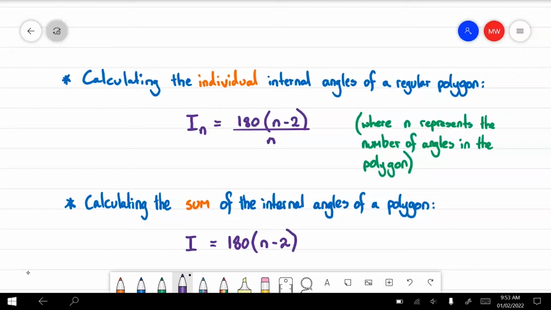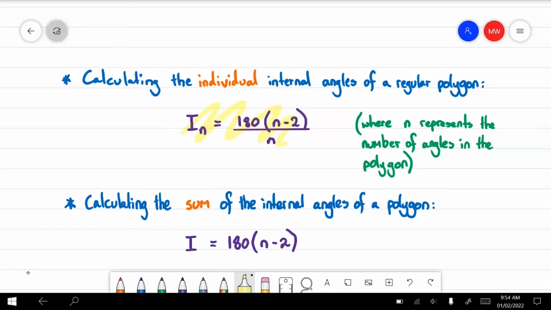There's a few different ways of solving some of these questions, but the new information is these two formulas here. If you're given a polygon, which is a two-dimensional shape, we can calculate the internal angles using these two formulas. Importantly, if it's a regular polygon, that's a polygon that's got equal sides and angles, you can use the first formula, which is to calculate an individual angle. If you use this formula here, you'll be able to work out what an individual angle is.